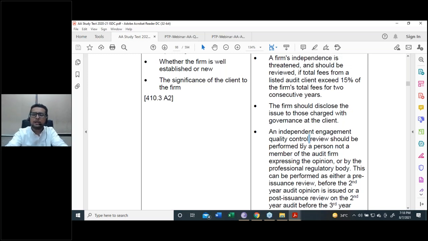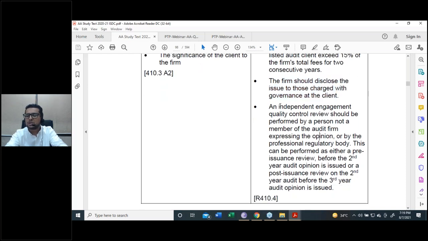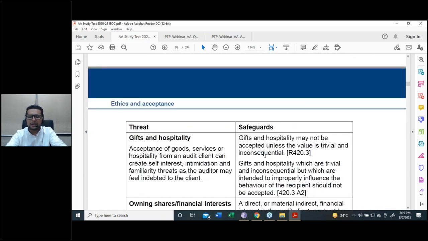But if that is not possible, you have to disclose everything to the audit committee or to the non-executive directors of the client. And then you have to make sure that once you are done with the audit, you engage an independent engagement quality control reviewer, and that reviewer will perform a pre-issuance review, kind of a hot review, just to make sure that there is no compromise made during the year. So this is a safeguard. For every threat there is a safeguard.